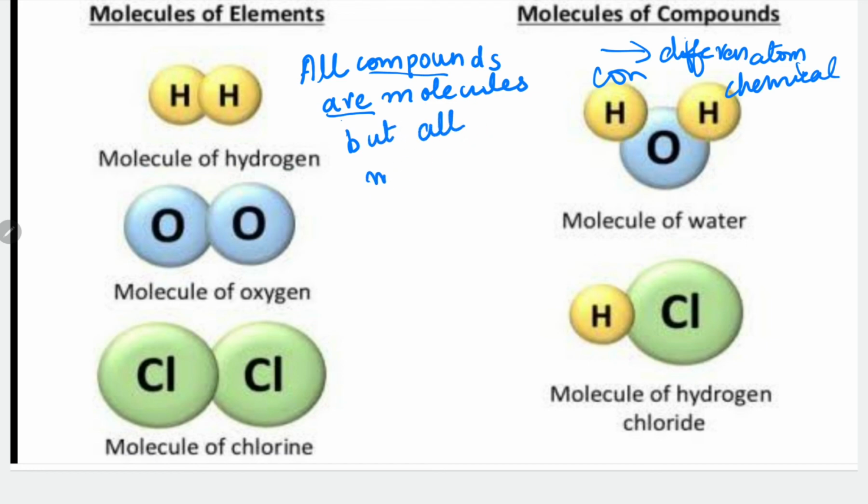all molecules are not compounds. Can we call all molecules compounds? Here it is a molecule, but it is not a compound. Why? Because it contains the same type of atom. Only if it is a different type do we call it a compound. So all compounds are molecules.